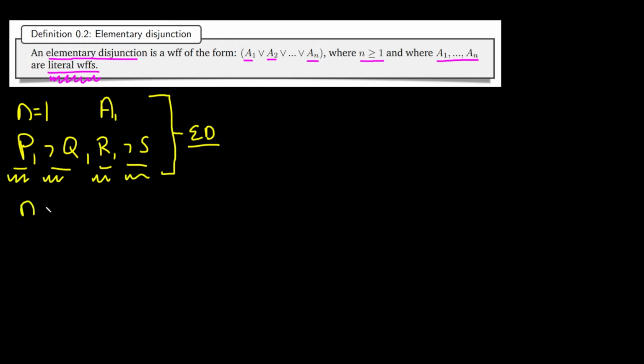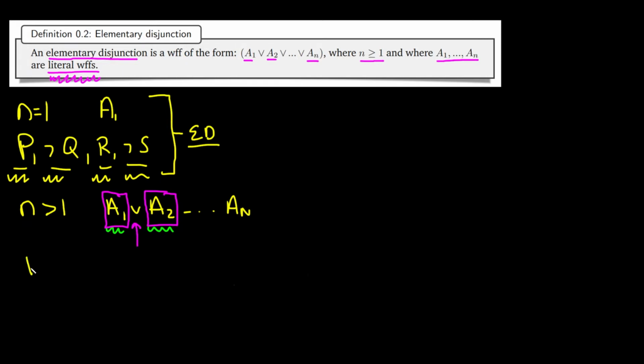Now let's look at a case where n is greater than 1. In this case, what we would need is a formula of the form a sub 1 or a sub 2, and it could be larger. It could go all the way up to a sub n. The condition associated with elementary disjunctions is that each one of these a's, each one of these formulas, needs to be a literal well-formed formula, and each one needs to be connected using a disjunction. In other words, each one of the disjuncts of an elementary disjunction needs to be a literal well-formed formula.